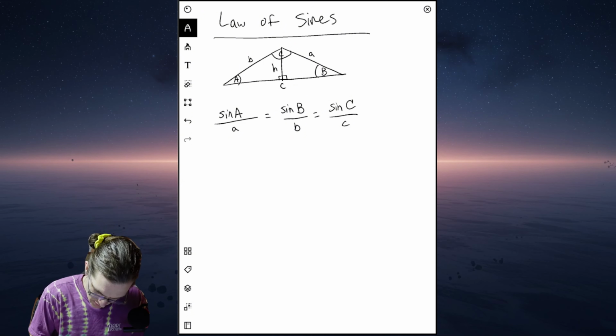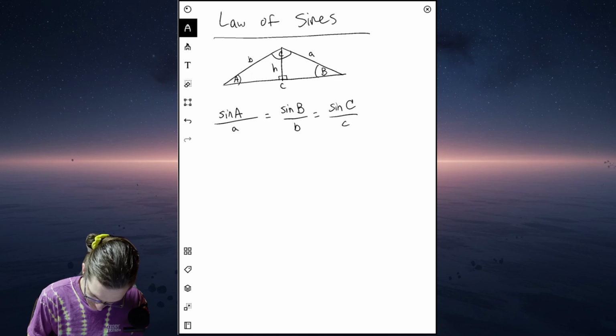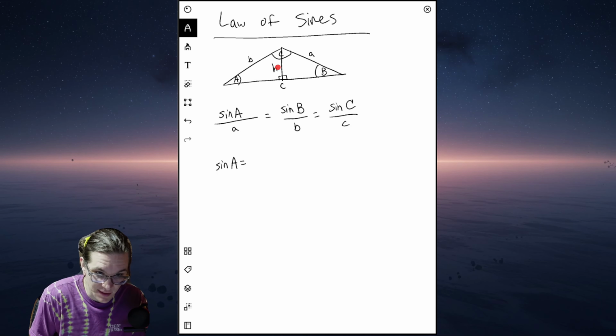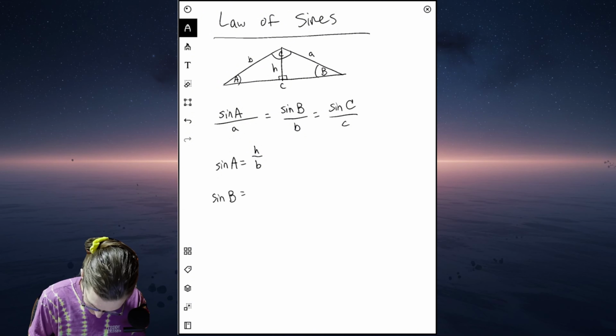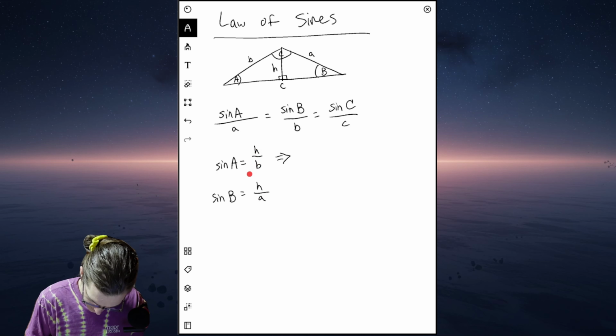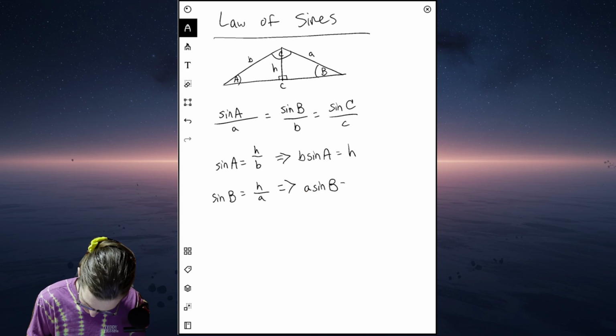And so now on triangle 1 over here on the left, just using our basic trig ratios, SOH CAH TOA, we can say sine of A is equal to this opposite over this hypotenuse, right? Sine of B is equal to this opposite over this hypotenuse, right? And so if you rewrite this, multiply the b on both sides, we'll have b sine A equals h. And same thing here, we have a sine B equals h.